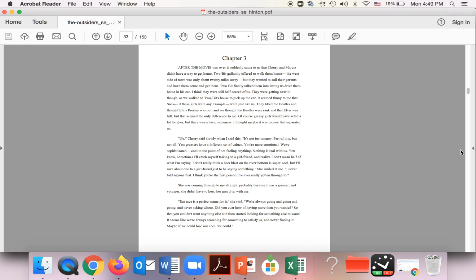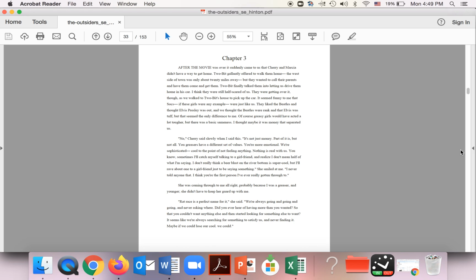"No," Cherry said slowly when I said this. "It's not just money. Part of it is, but not all of it. You greasers have a different set of values. You're more emotional. We're sophisticated, cool to the point of not feeling anything. Nothing is real with us, you know? Sometimes I'll catch myself talking to a girlfriend and realize I don't mean half of what I'm saying. I don't think a beer blast on the river bottom is super cool, but I'll rave about one to a girlfriend just to be saying something." She smiled at me. "I never told anyone that. I think you're the first person I've ever really gotten through to."